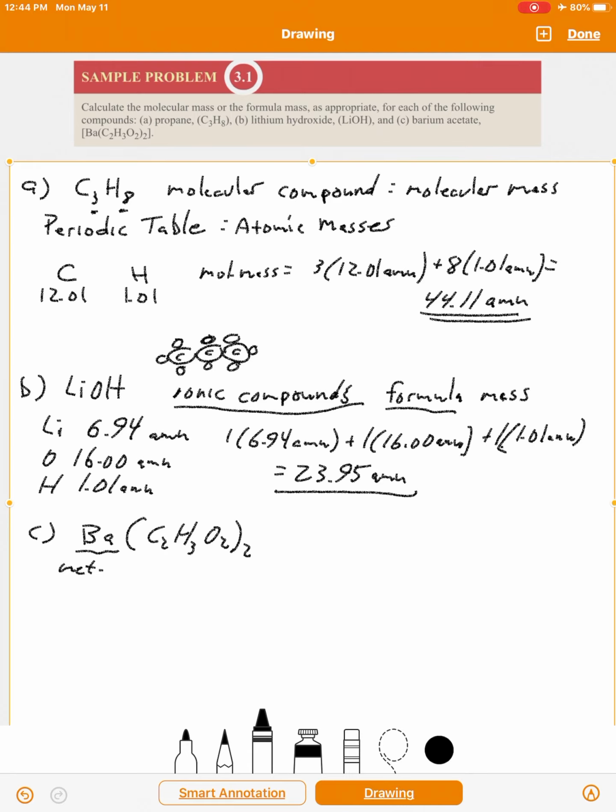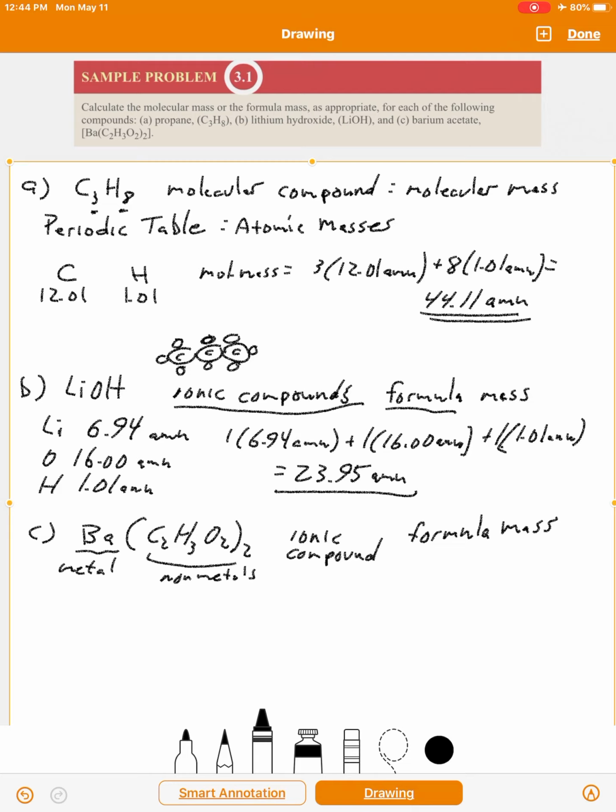There's a metal, and this is a polyatomic ion. There's 2 of them, but this is essentially nonmetals. So this is an ionic compound. Again, there's more than one type of element, so it's a compound, and it's got a metal and a nonmetal, so it's ionic. So we're going to do the formula mass. Okay, so we have to look those up.